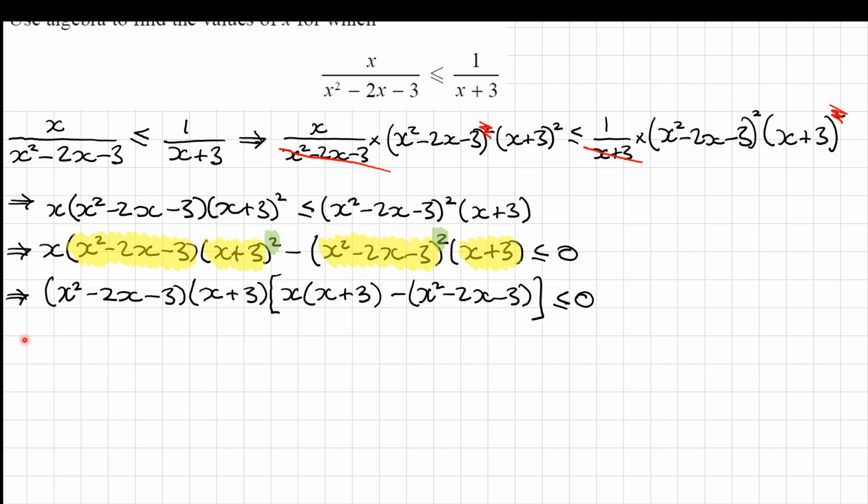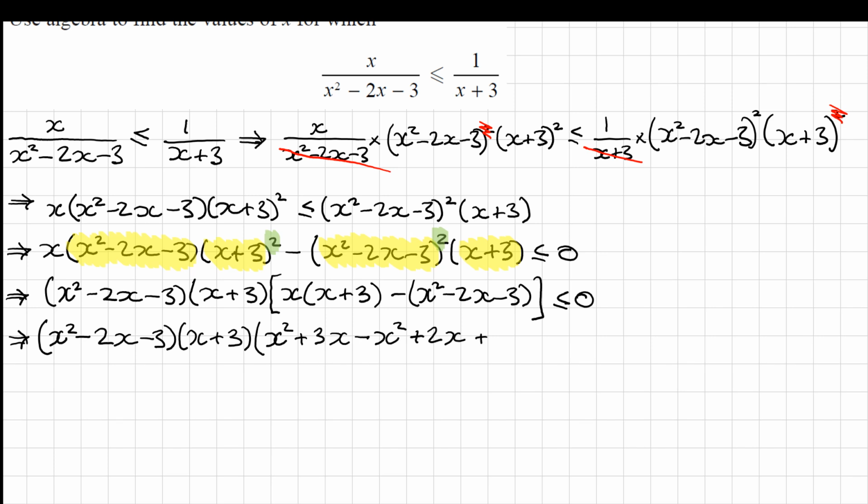Okay. Next step is to simplify what we have in the brackets, or the second bracket, so x squared minus 2x minus 3, and then x plus 3. Now with the brackets, what can be done? So we're going to have x squared plus 3x, then minus x squared plus 2x, and then plus 3, all less than or equal to 0.